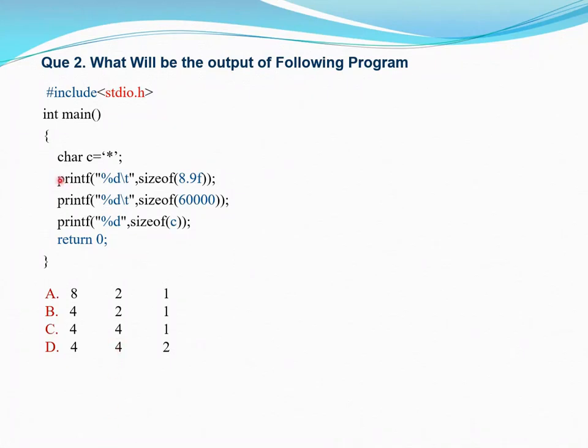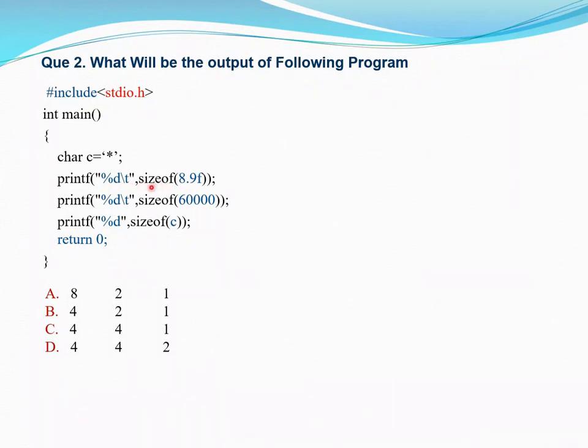Here a variable c is declared as a character variable and it is also initialized with the character constant star. In this statement, the printf function has two arguments. The first argument is %d, which is used to print an integer type value. In the last program we had %lu here, so there may be %lu or %d also. The second argument of the printf function is the sizeof operator.